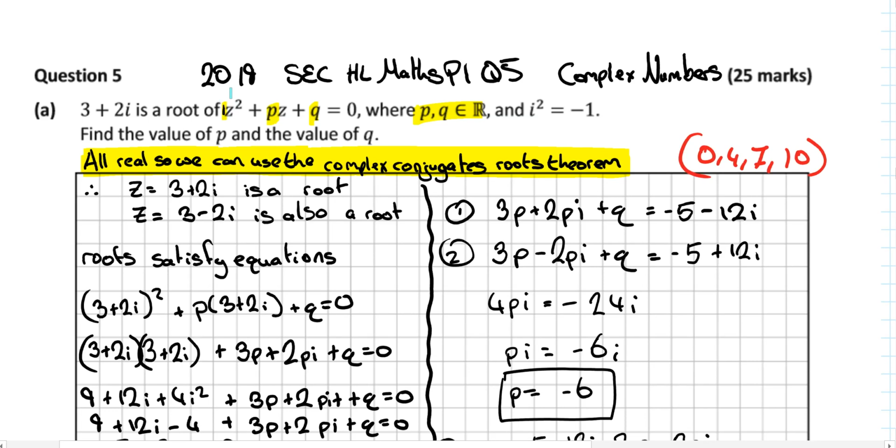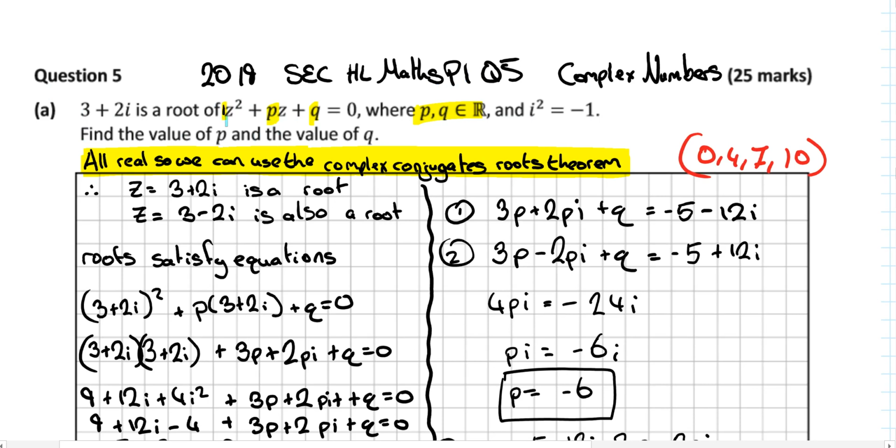Okay, so in this video we're looking at 2019 SEC Higher Level Maths, Leaving Cert Paper 1, Question 5, and it's a complex numbers question. So it says 3 plus 2i is a root of z squared plus pz plus q is equal to 0, where p and q are elements of R and i squared is equal to -1. Find the value of p and q.